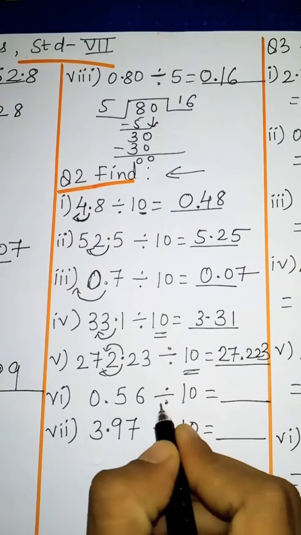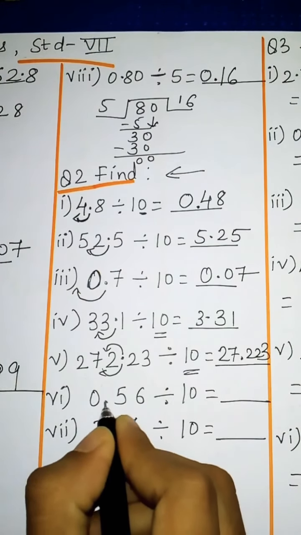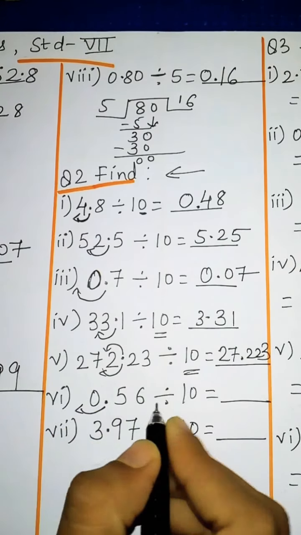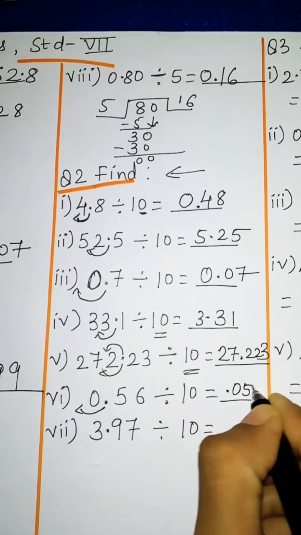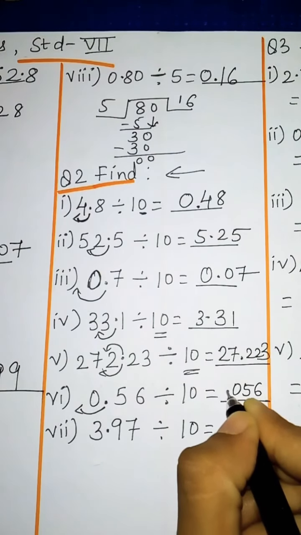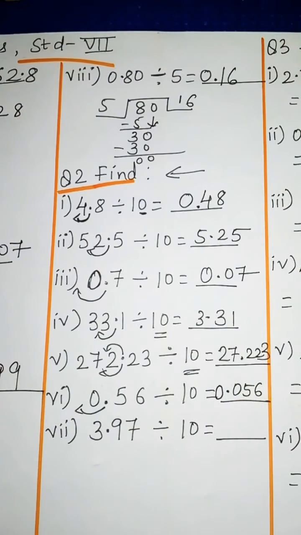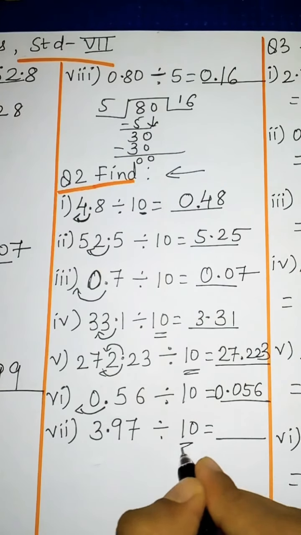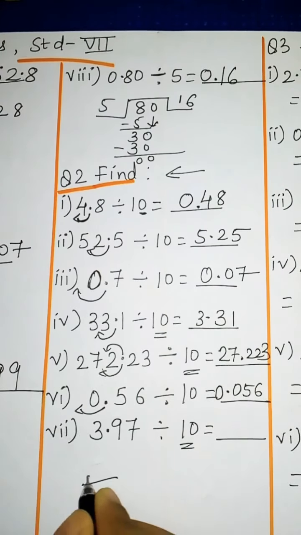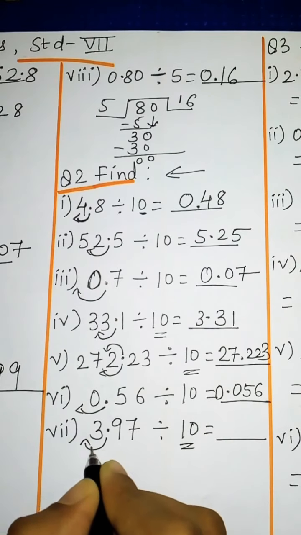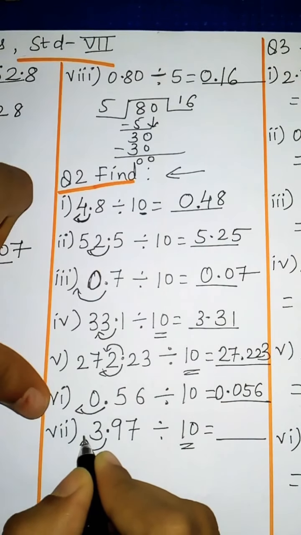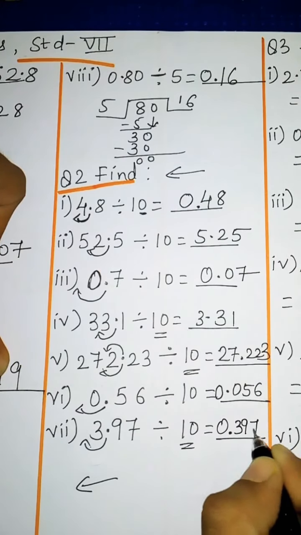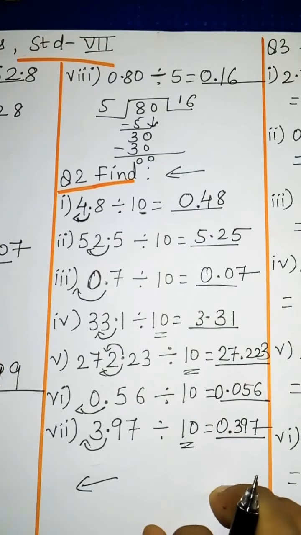Now next one, again divide by 10 is there. Again this point we have to shift here. So here the point will come. So 0.056. And here you can keep 0. So 0.056. Again 3.97 divided by 10. Again 10, so we have to shift one time to the left side. So this decimal point we will take here, and here there is no number, so we will keep the point and then 0. So 0.397. So this is our answer of the 7th one.